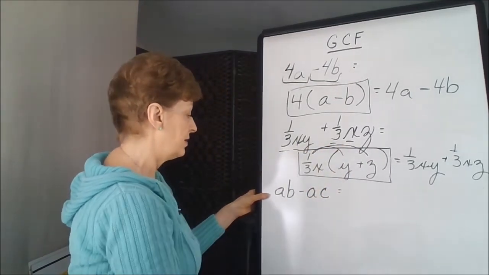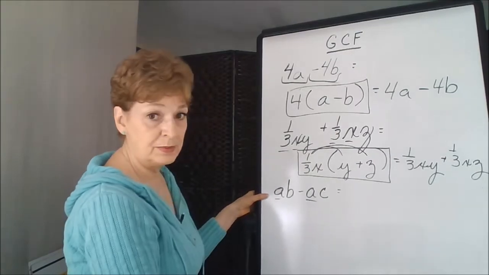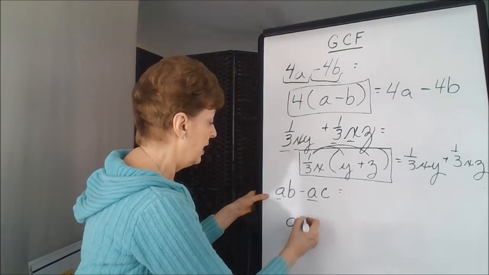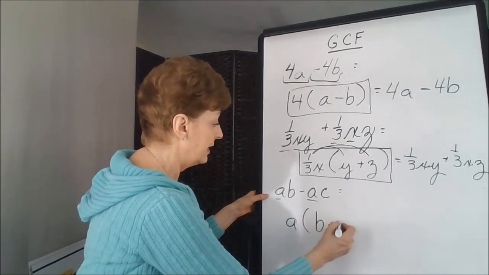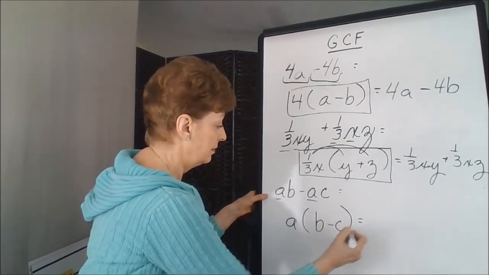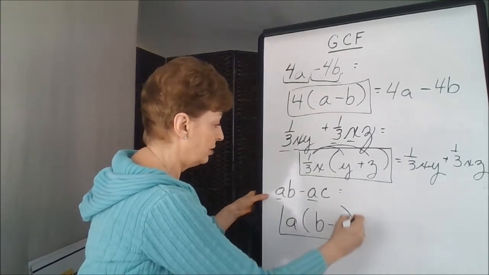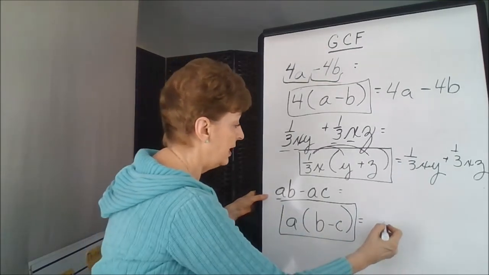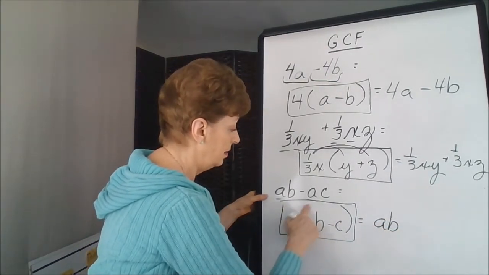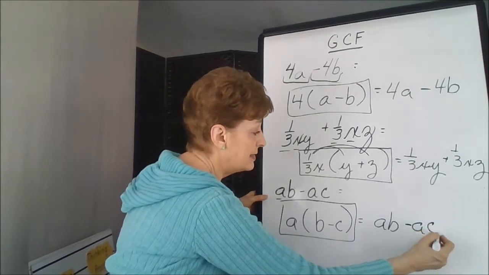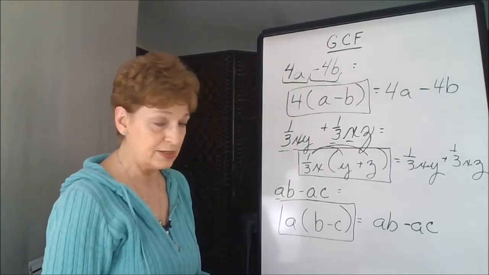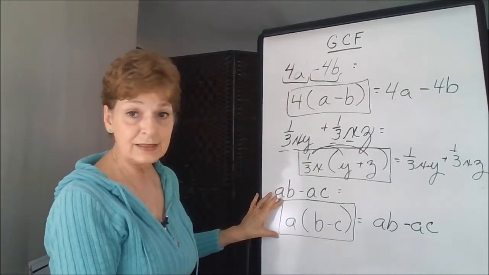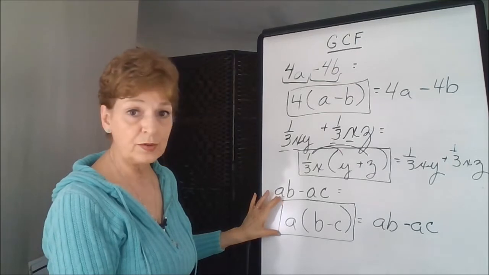In this case, our a's are the same in both of the terms. So an a could come out, and then we would have b minus c. That's your answer. That's your factor. And if you distributed, you would get AB minus AC. That's how easy it is to do your greatest common factor. And it greatly simplifies the actual polynomial.